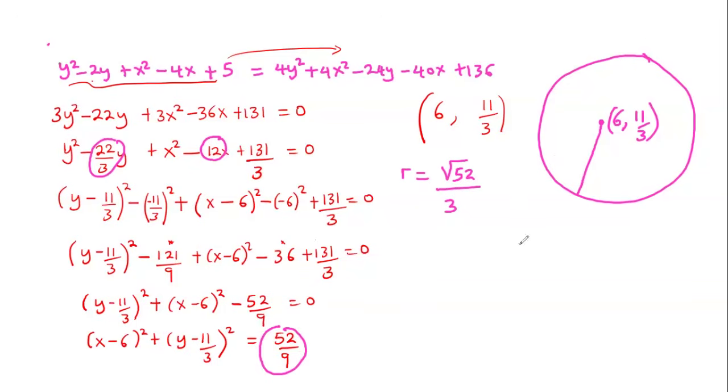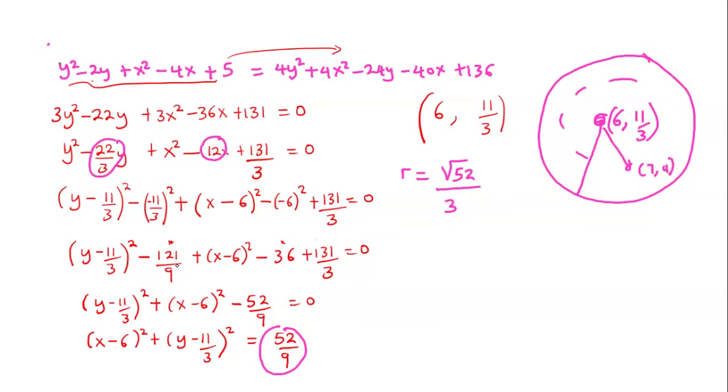Now we need to find out whether this point that has been allocated, which is (7, 4), is within this boundary or outside. That's what you are going to be testing. In other words, you are going to find out the distance from the center (6, 11/3) to this point (7, 4). That is what you are going to first obtain.